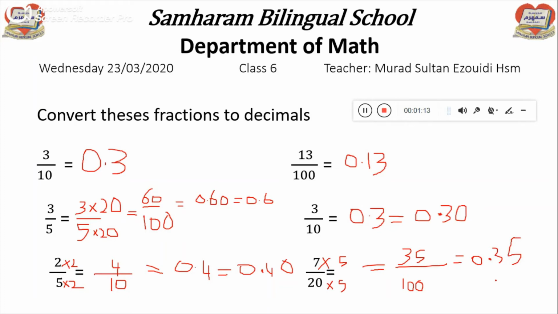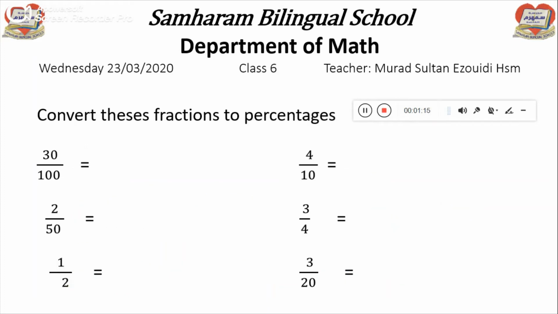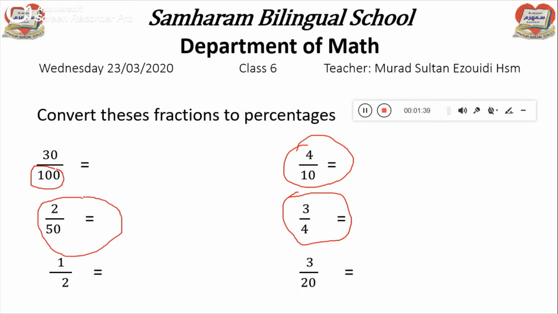Okay, let's do another exercise. Now we'll try to convert these fractions to percentages. You know that a percentage has a denominator of 100. So we'll try to write all of these fractions with a denominator equal to 100. So we'll start with the first one.